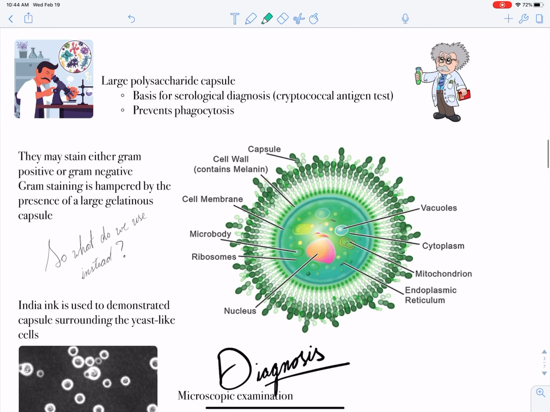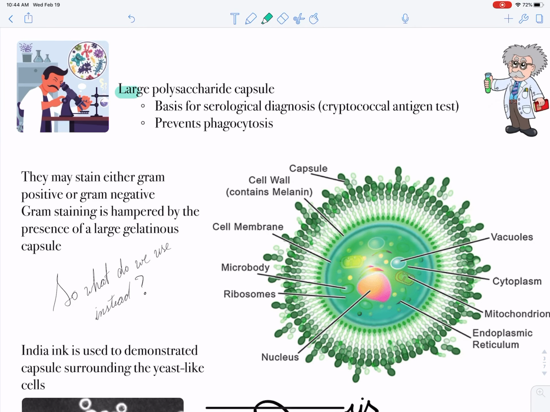Moving on to a little bit more about this unicellular yeast. So it's going to have a large polysaccharide capsule, and this is going to be the basis for one of the diagnostic tests we will talk about in just a little bit. And then this polysaccharide capsule is also going to prevent phagocytosis.